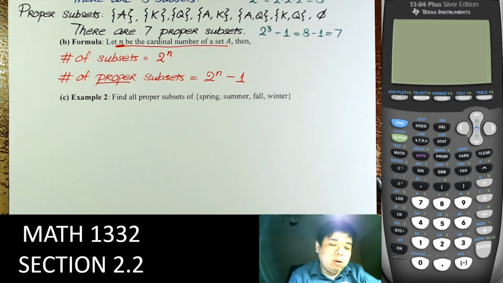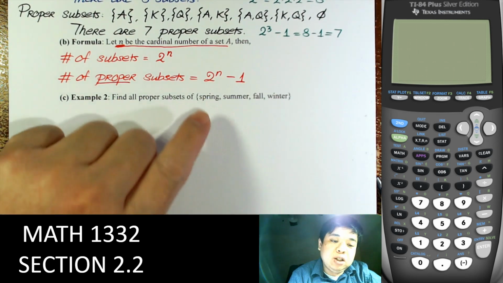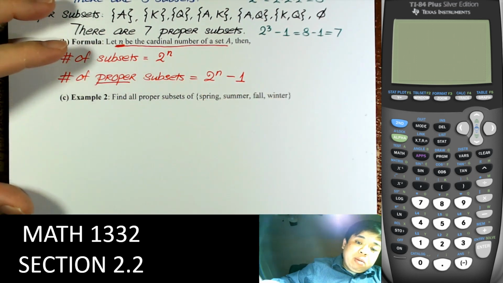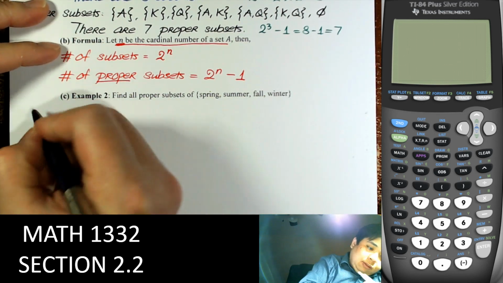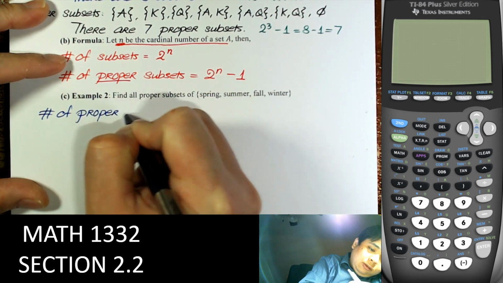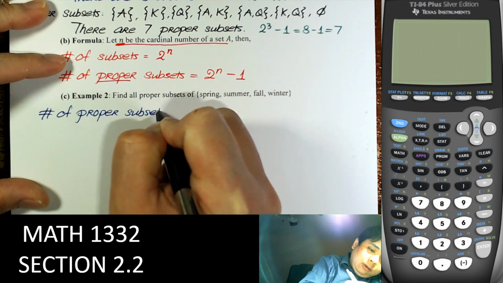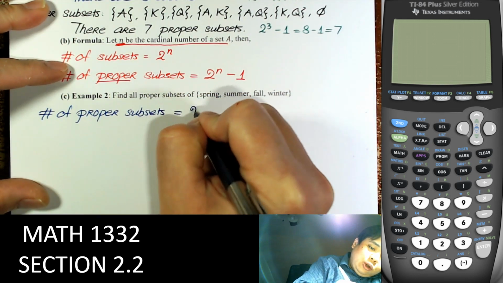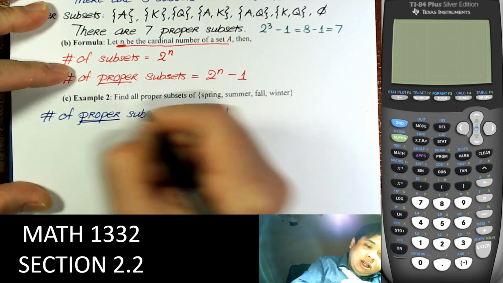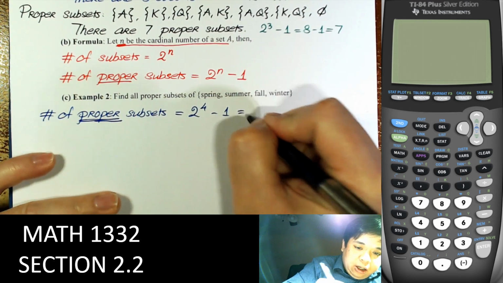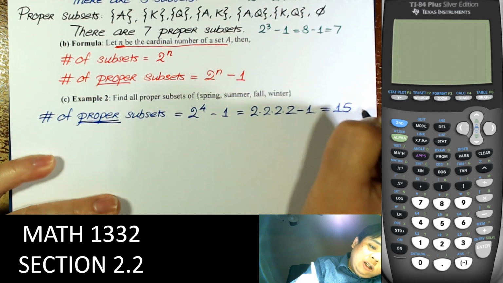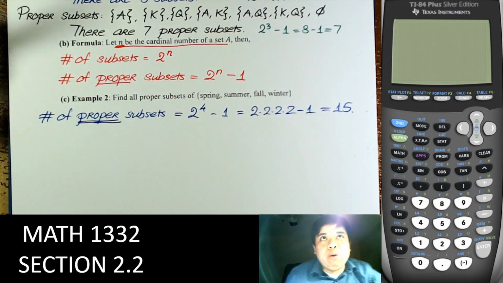Right, look at this example. Find all proper subsets of spring, summer, fall, and winter. So there are 4 members in it. So the number of proper subsets is equal to 2 to the 4 because there are 4 members there, minus 1 because it is a proper subset. So 2 times 2 times 2 times 2, 4 times, that's 16 minus 1, 15. So there are 15 of them. We just need to list all 15 of them.